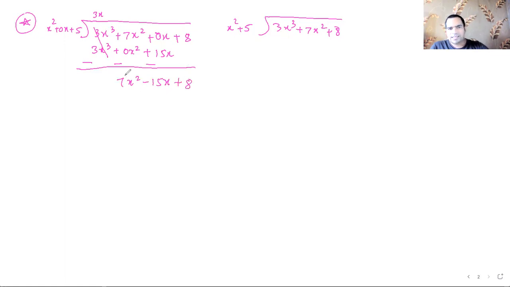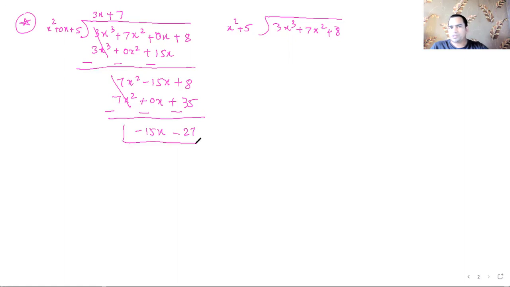Next step is to cancel out the 7x squared now. So plus 7 when I do here. So what we get is 7x squared plus 0x basically, and plus 7 5s are 35. And then you subtract once again. So if I subtract, this gets cancelled. This negative 15, minus 0 is negative 15x itself. And 8 minus 35 will be basically negative 27.